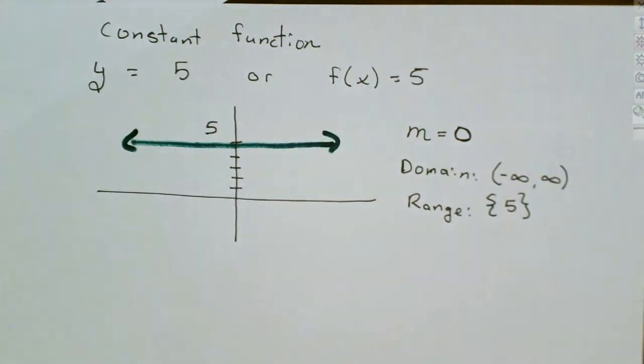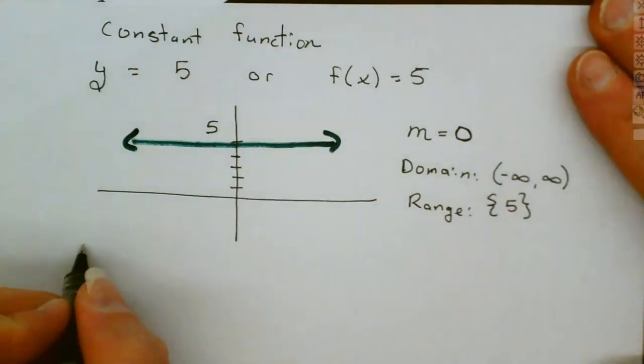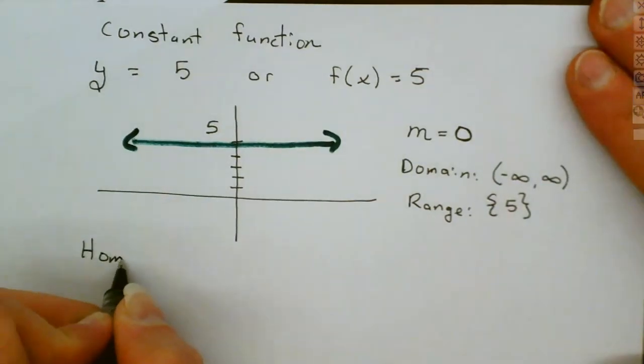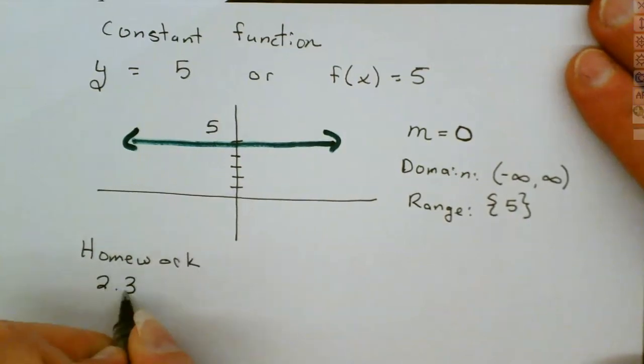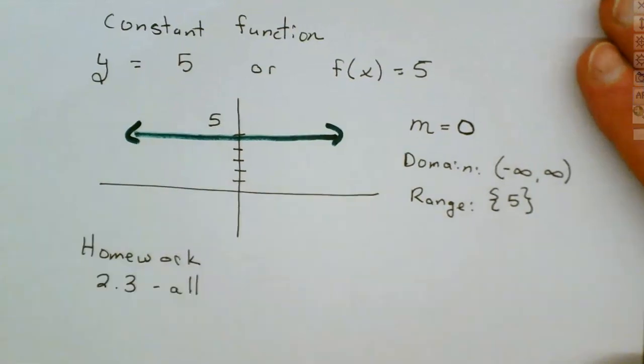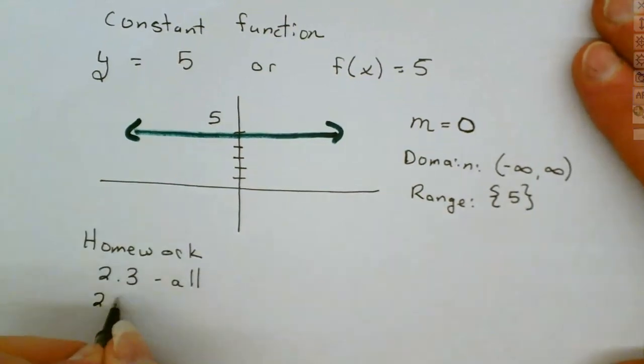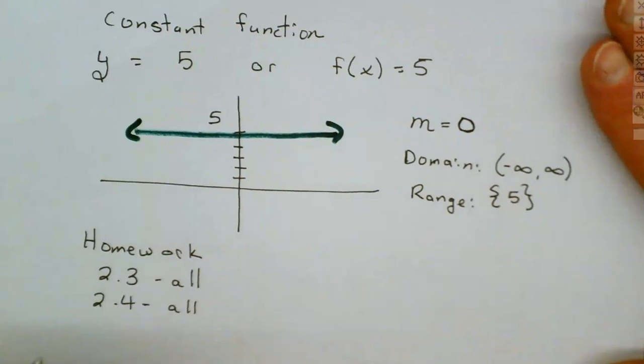That should now let you finish up that homework packet. So what's your homework going to be? Well, your homework now is going to be 2.3. You can do them all, right? And 2.4. You can do them all.